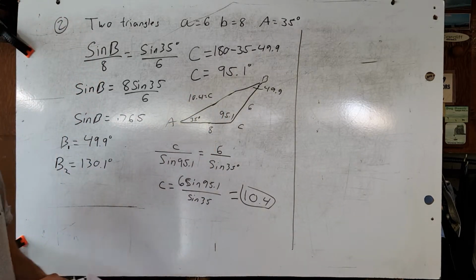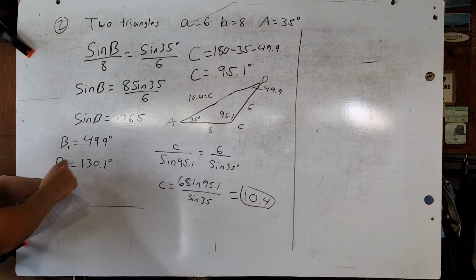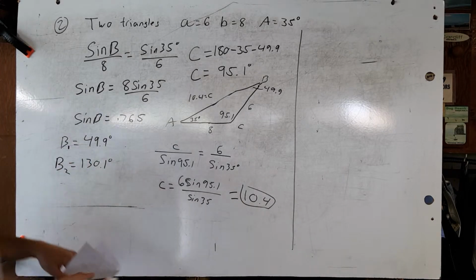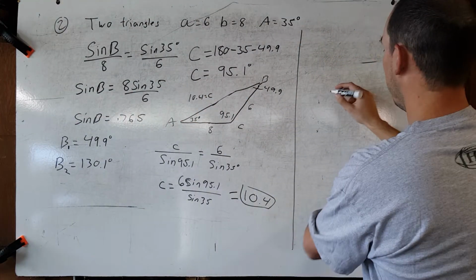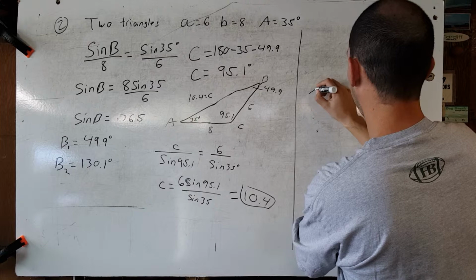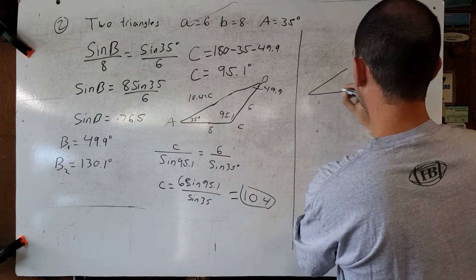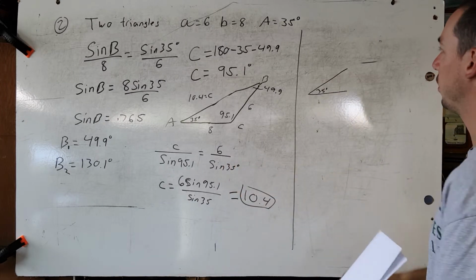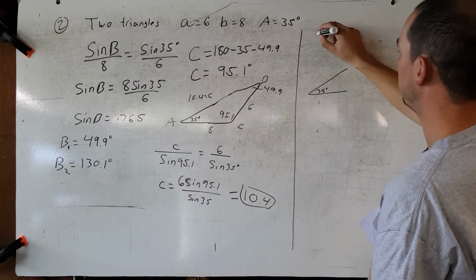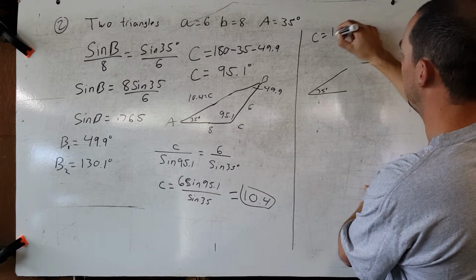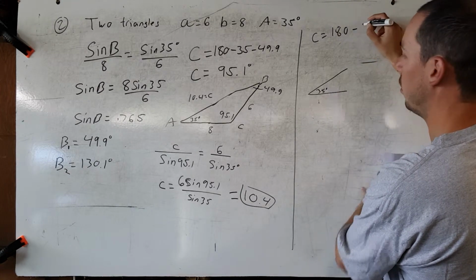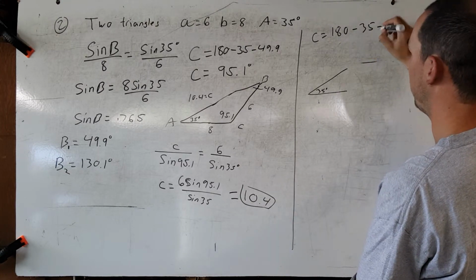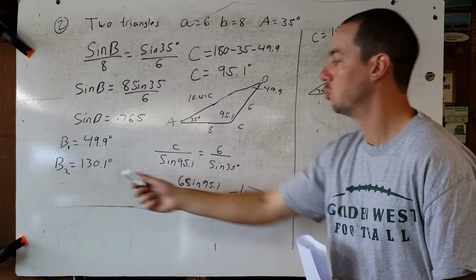Okay, let's draw our second triangle, with B2, when angle B could have been 130.1. So look at angle A, 35 degrees. That's all right. Angle B is big, 130. Oh, sorry, before that, let's solve for angle C so we know what that looks like. 180 minus A, which is 35, minus B2, which is 130.1.